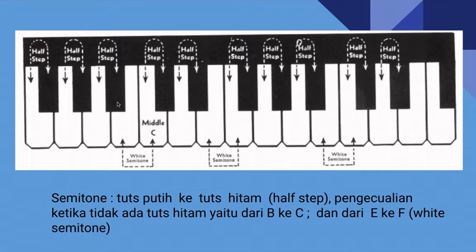However, there are two white semitones. There is no black key between, so this is also called a semitone. So the distance of B to C is a white semitone, and also from E to F is a white semitone.